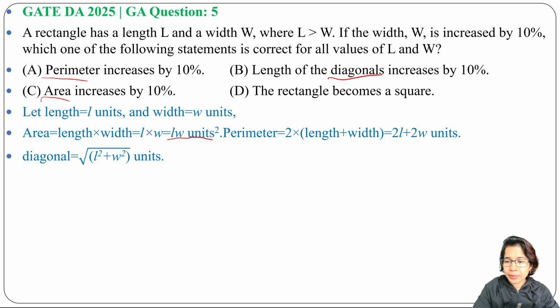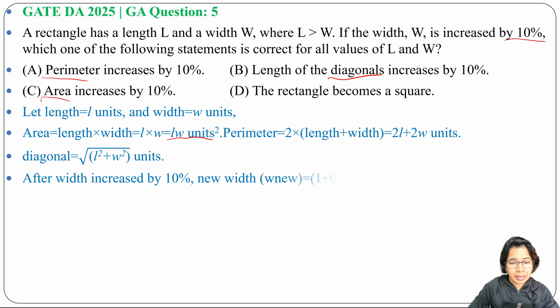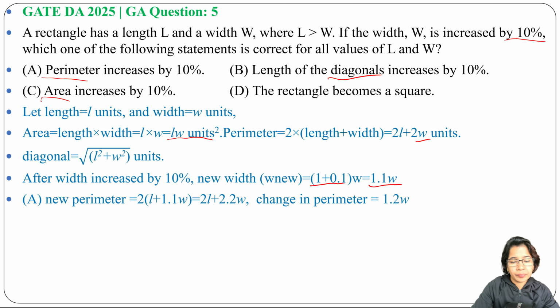Now it is saying if W is increased by 10%, means W plus 0.1 W, okay. So 1 plus 0.1, it will be 1.1 W. Let's check each option. Option A, perimeter increased by 10%. So in place of W, we will write 1.1 W. So 2 multiplied L plus 1.1 W, that is 2L plus 2.2 W. It's not increased by 10%, right? Hence option A is not the answer. Perimeter is not increased by 10%. It's increased more.